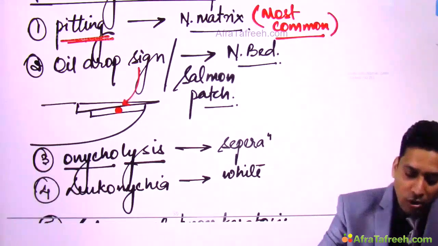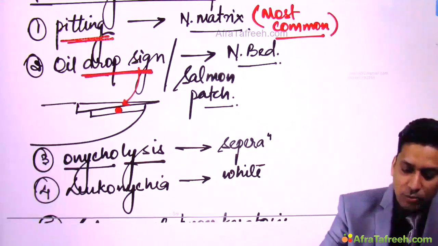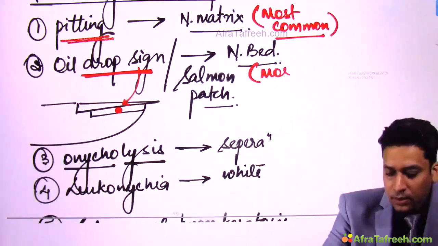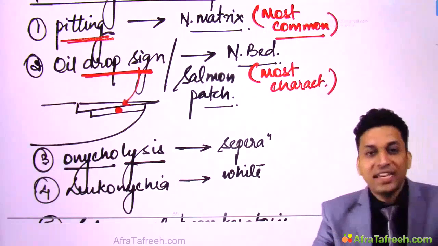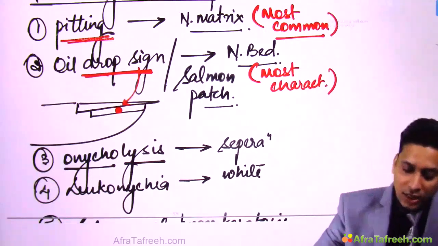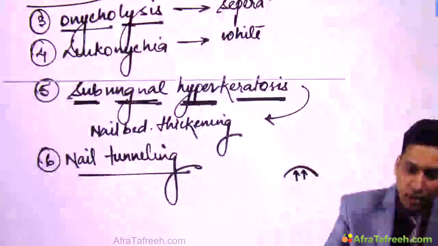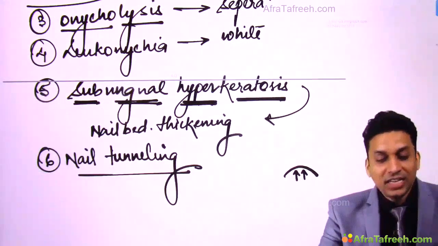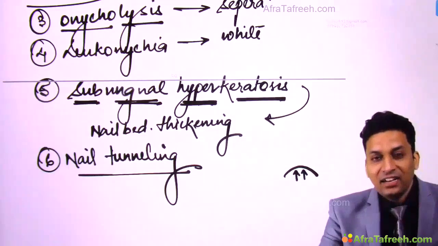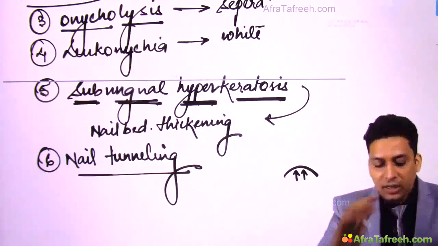Then oil drop sign, also known as salmon patch. This is the most characteristic nail change of psoriasis. Other than these two, you will find onycholysis, that is separation of the nail plate, leukonychia, that is whitening of the nail plate, subungual hyperkeratosis, that is thickening of the nail bed, and nail tunneling, that is the nail takes the shape of a tunnel.